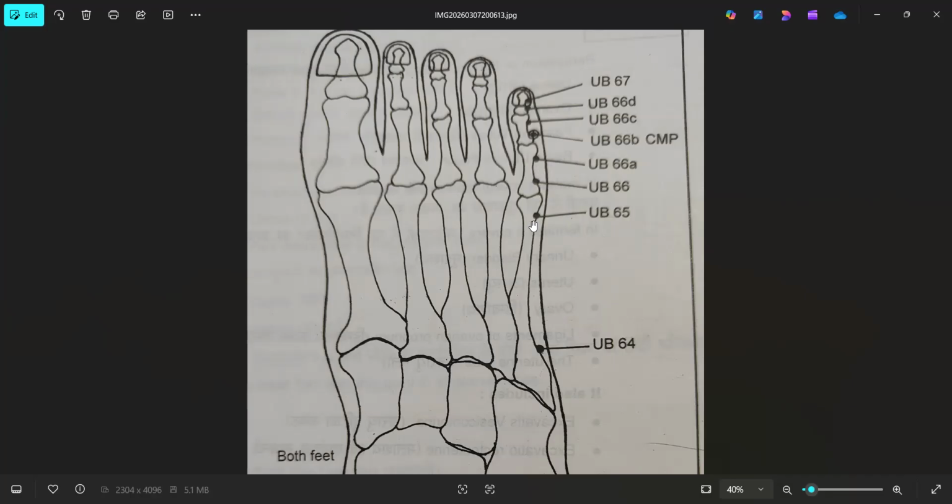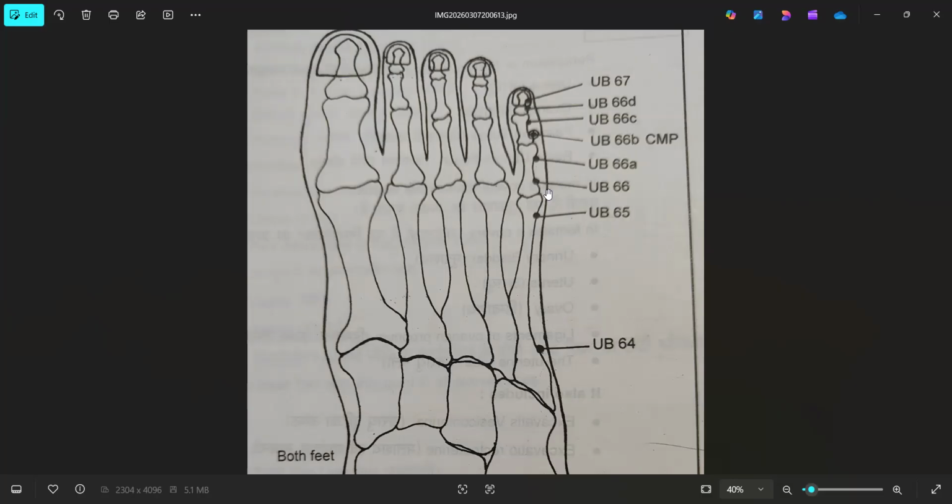Which point? UB65. Right? So UB65 should also be used for erectile dysfunction, prostate, premature ejaculation. You can use this and this both. So you can use all these points for all your urogenital problems, right?